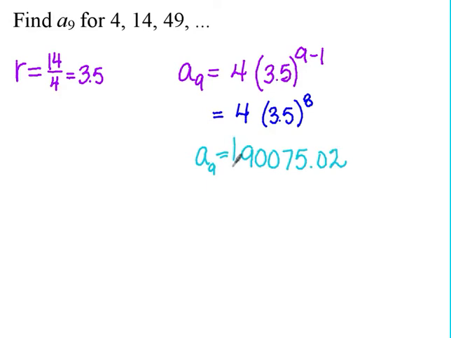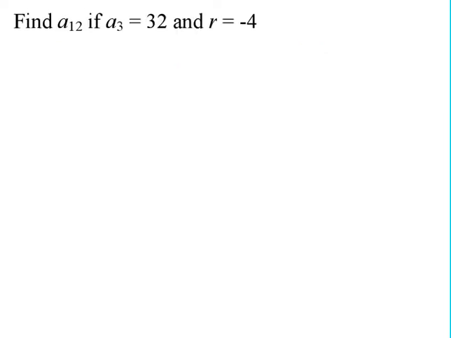Okay, now some of you are probably wondering, well, how could it be that big? Your ratio is 3.5, so you're taking it times 3.5 each and every time. Okay, so of course it's going to be a big number when you're doing that.